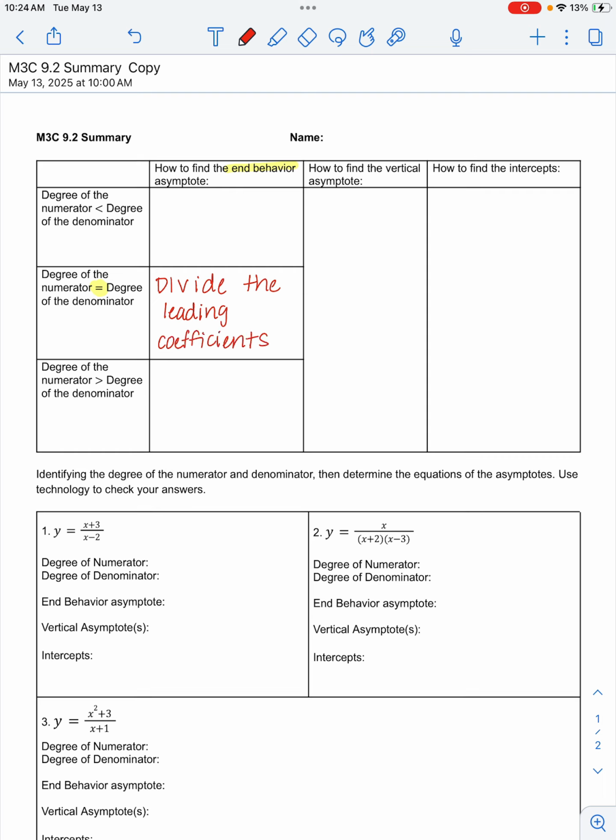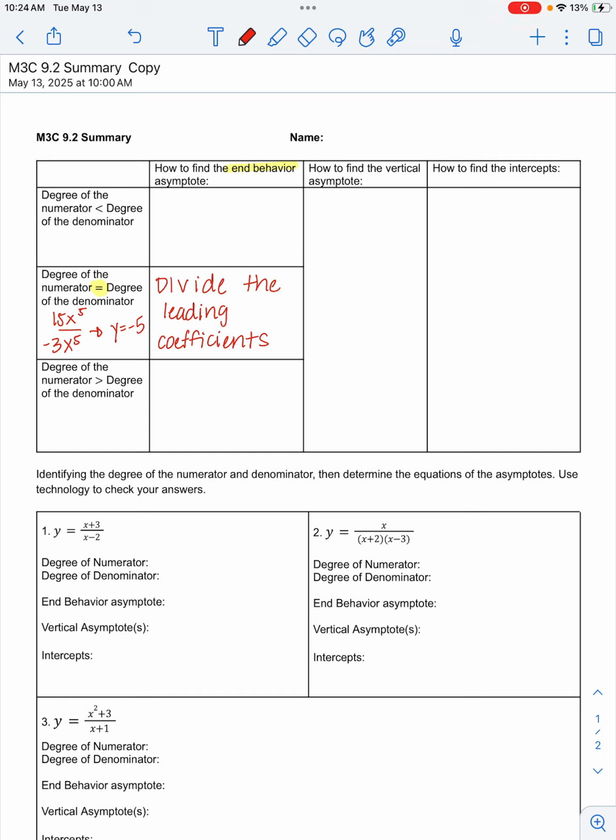So even if both degrees are 5, for instance, like x to the 5th divided by x to the 5th, but let's say your leading coefficient is 15, and your leading coefficient of this one is -3, that would mean my end behavior asymptote is y equals -5, because I would divide the 15 by the -3. Okay, so that's going to happen every time the degrees are equal.